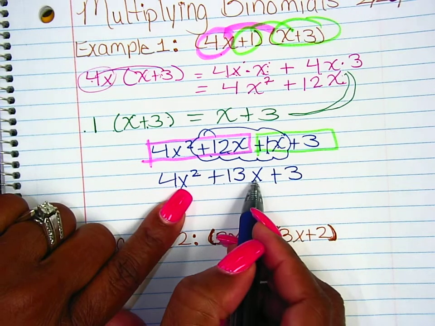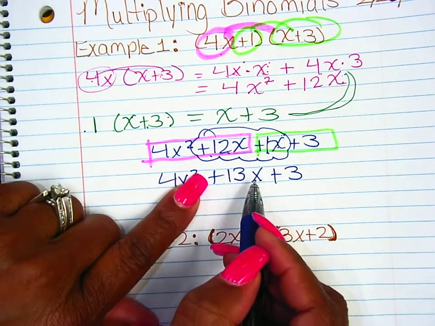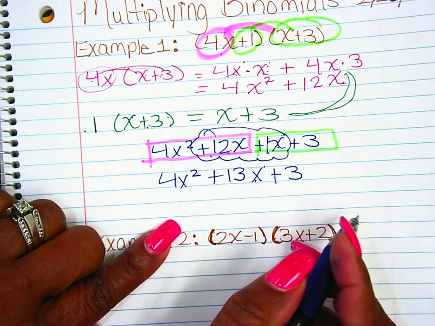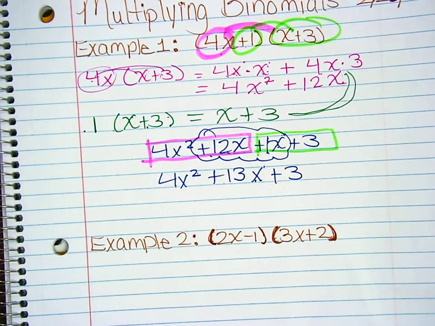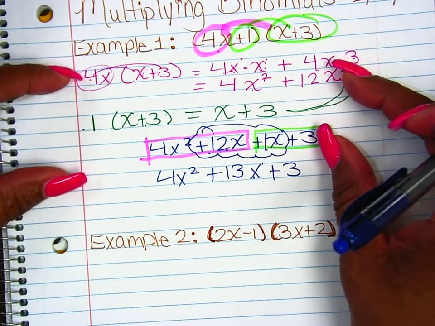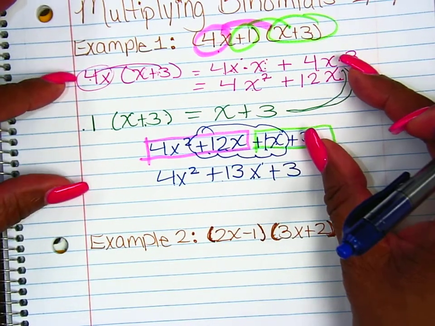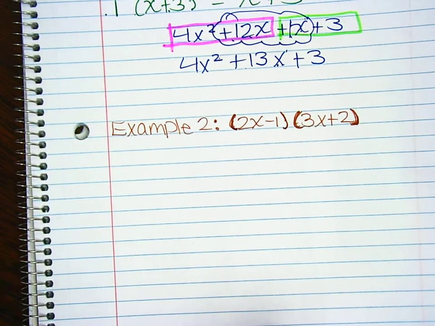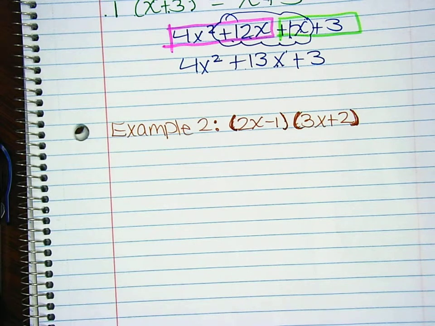No, you cannot add these two terms together because this is squared and this is not. It has to be identical to add it. Okay? So that's the way he did it. So if you like this way, rewind it, pause it, do it this way. Now that's how he did it. I'm going to do example 2 the way I usually do it. So here we go with example 2.